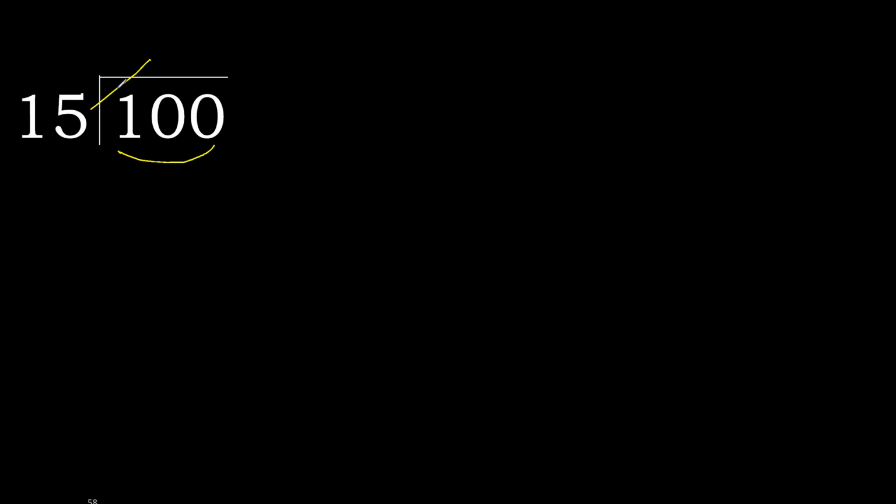15 multiplied by 7 is 105, which is greater. 15 multiplied by 6 is 90, which is not greater. Okay, perfect. 100 minus 90 is 10.